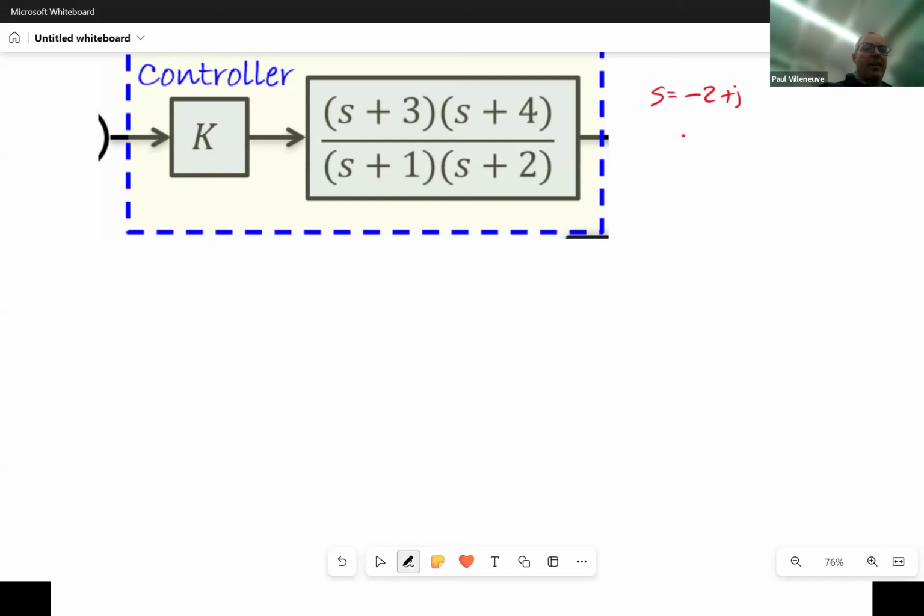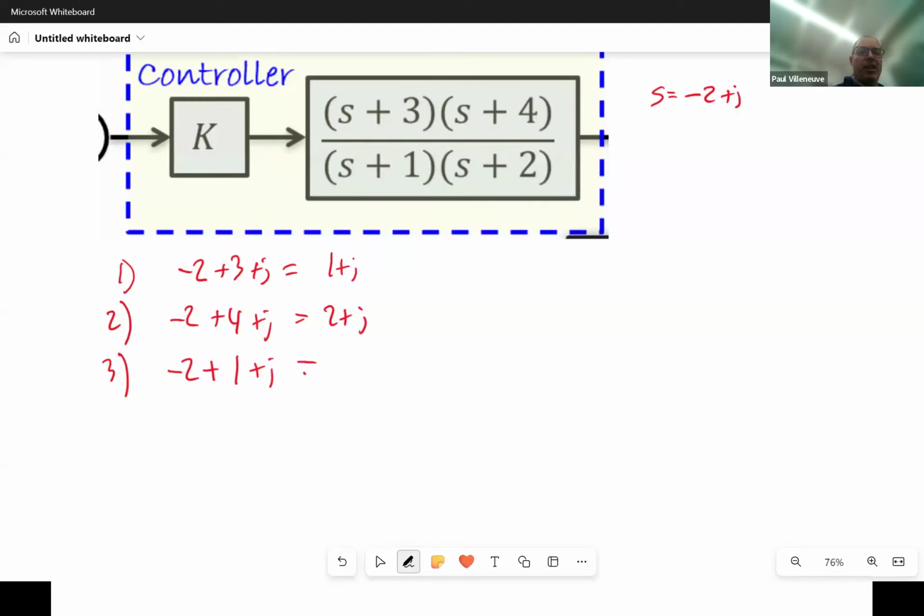So we're going to do the first one. We're going to have -2 plus 3 plus j, which is equal to 1 plus j. Item number 2 is going to be -2 plus 4 plus j, which is 2 plus j. Number 3 is going to be equal to -2 plus 1 plus j equals -1 plus j. And number 4, -2 plus 2 plus j is going to be equal to j. So this one's 1 at an angle of 45.